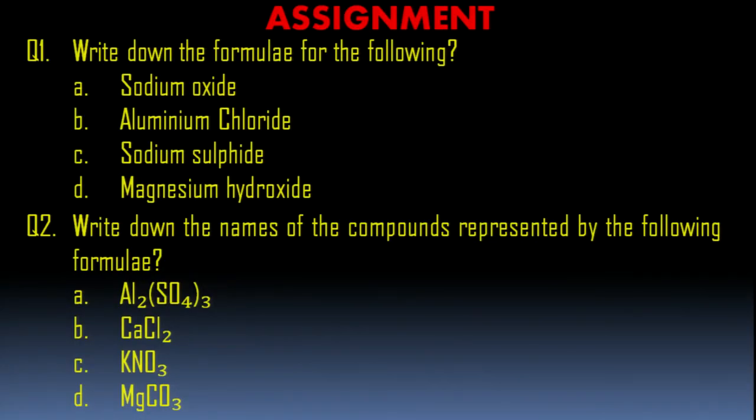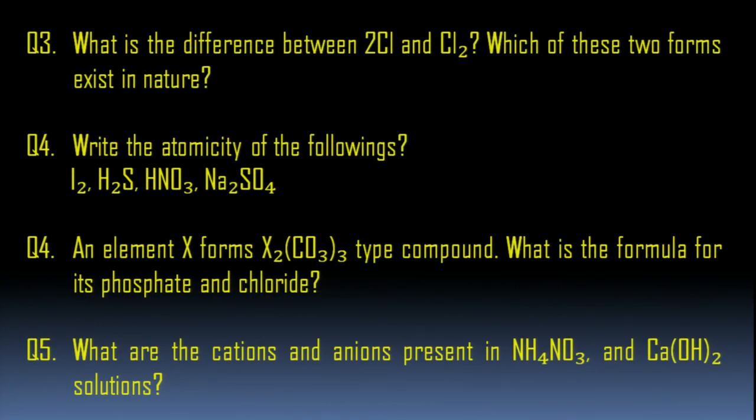Children, I've got some assignment for you all. As we have discussed, you can do this at home. Please note it down. Question 1: Write down the formula for the following: sodium oxide, aluminium chloride, sodium sulfide, magnesium hydroxide. The screen is open for you all. Question 2: Write down the names of the compounds represented by the following formulas: Al2(SO4)3, CaCl2, KNO3, MgCO3.